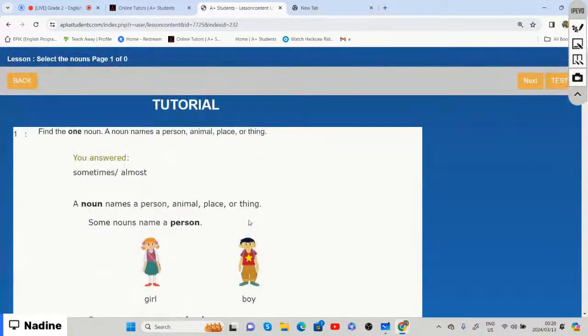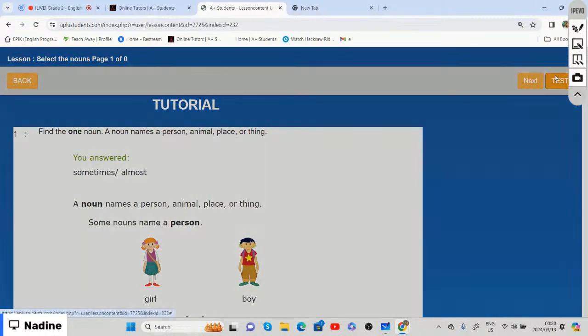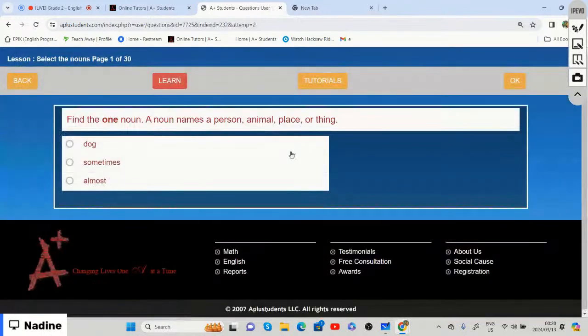So we are going to basically find the nouns, but we're going to our test. And remember we said a noun names a person, names a place, it names an animal, or it names a thing. Those are nouns. So now we need to find one noun within these random words. Is it dog, sometimes, or almost?